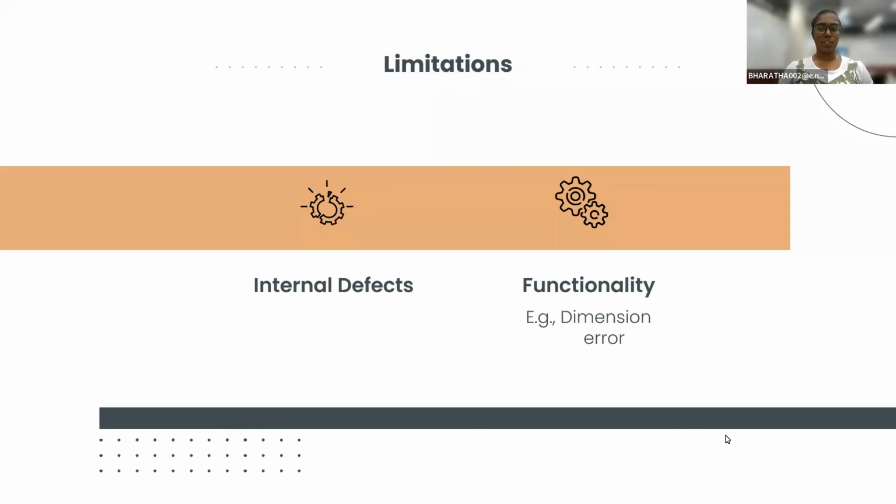Next, limitation. Our model currently identifies external defects. However, we do know that internal defects such as density issues and holes could happen. Second, our model is unable to determine the functionality of the casting products. Functionality is affected by various other factors, one of which is dimension error.